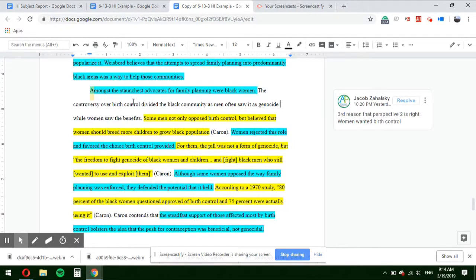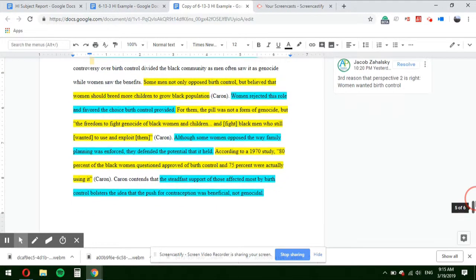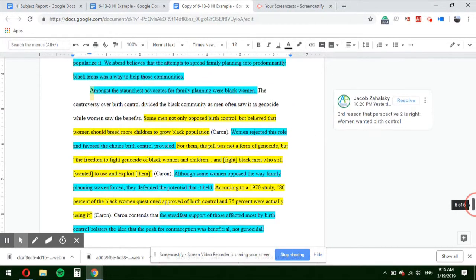So the student continues in this one to first provide the assertion, the reason that perspective 2 is correct, and then provides evidence. Some men not only opposed birth control, but believed that women should breed more children to grow the Black population. However, women rejected this role and favored the choice birth control provided. So explaining how women actually favored this, relating this evidence back to the assertion here, providing more evidence then.